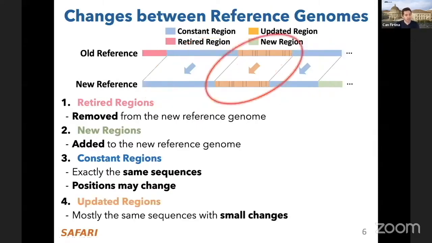And we also have some updated regions. We label them as updated regions because they are mostly the same sequences between the two reference genomes, but there are still slight, small changes between them. So you can assume that these bars over there are these slight changes between reference genomes.